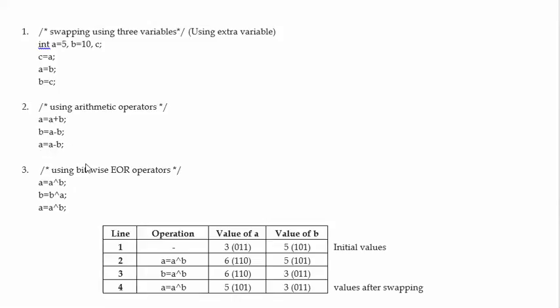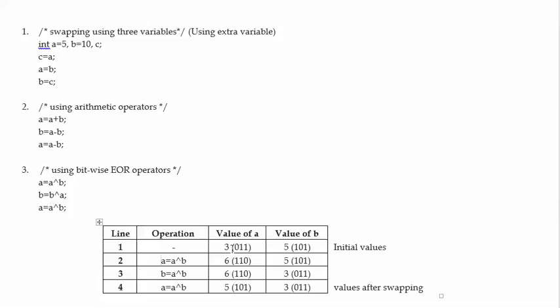The third approach is using an XOR operator, which is a bitwise operator. You can XOR the values. The truth table for the XOR is quite simple. If both the values are the same, either 0 0 or 1 1, the value will be 0, else it will be 1. So I have A is equal to A XOR B, B is equal to B XOR A, A is equal to A XOR B. So the flow is in this way.